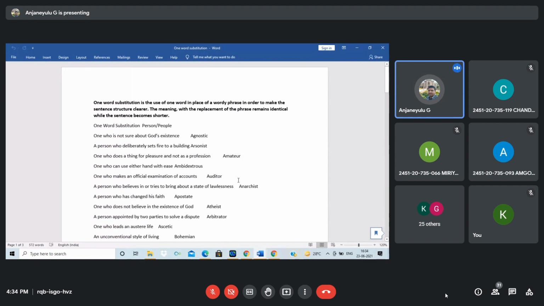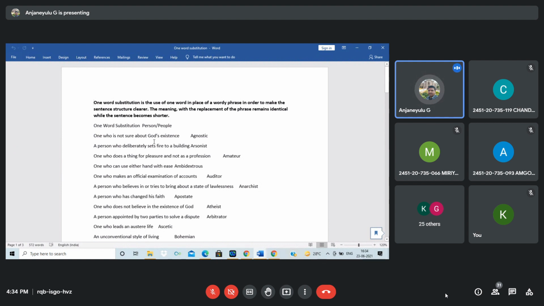Okay students, now in this vocabulary we have another topic, one word substitutes. I told you last class what it means by one word substitute: a word which gives a length of information. Instead of saying a lengthy piece of information or statement, we just express it in one word.